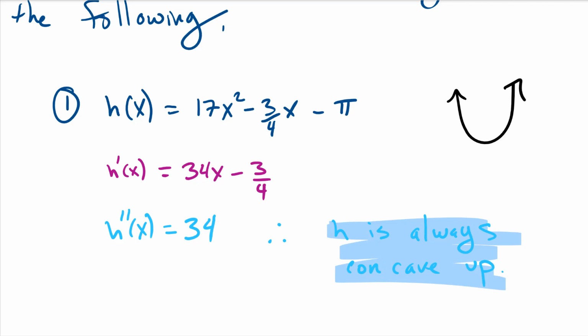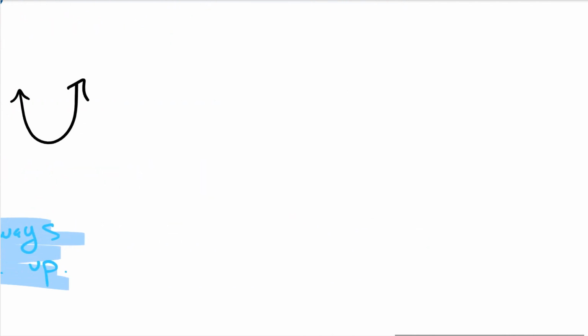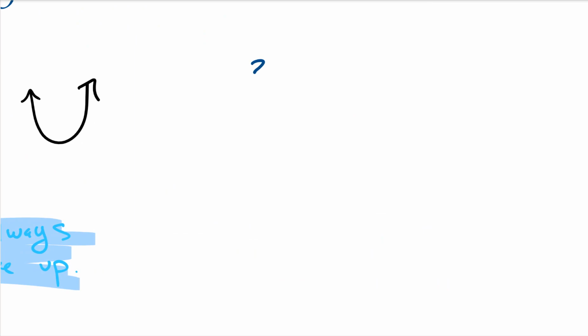All right, let's try ourselves another. Let's go find some intervals of concavity. Let's take a look at number 2. This time, let's get real crazy with it. Let's go f of x, and we're going to just call it x cubed. Tough one, huh? So once again, let's take a derivative. Then we'll take a second derivative.